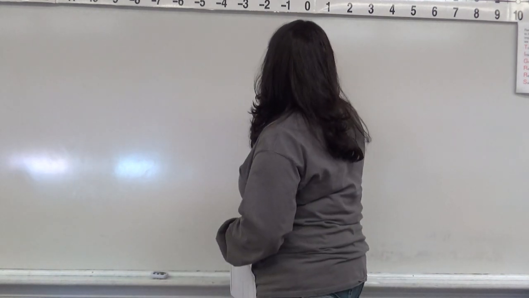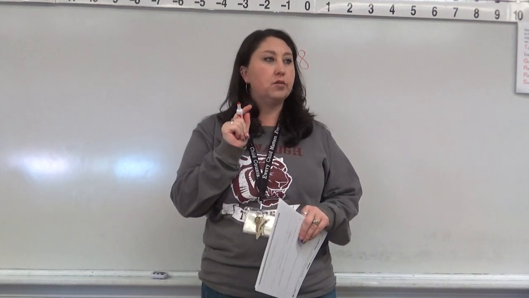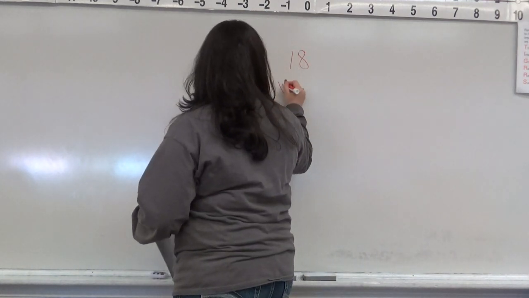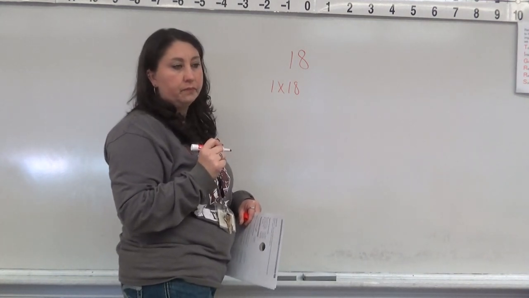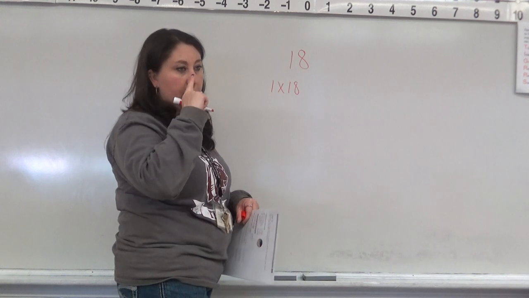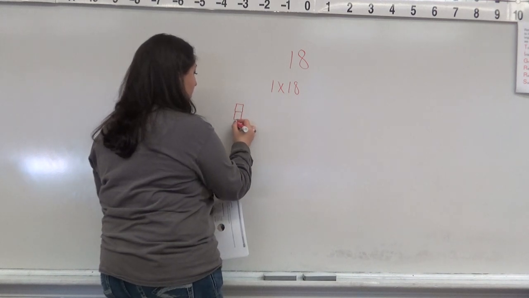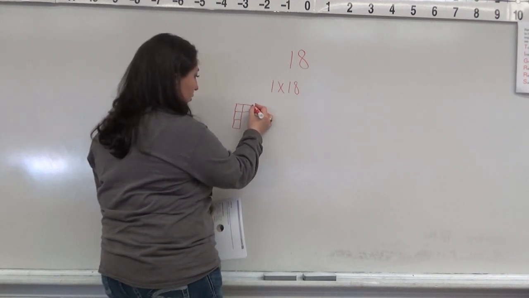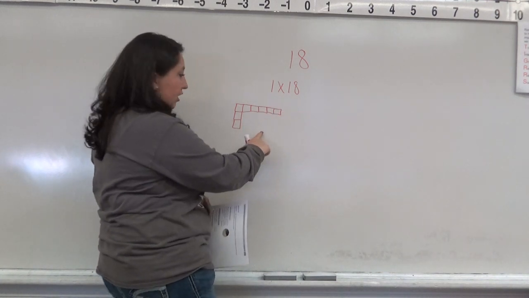So if we had 18 tiles, what were some of the arrays that we came up with that would make 18 using our tiles, Madeline? 1 by 18. Jonathan? Our total's 18. So it would have to be 3 by what? 6. So if we have 3 tiles here, how many do we need across? Do we have 1? Six. Six, right?